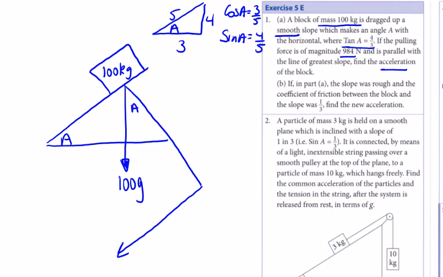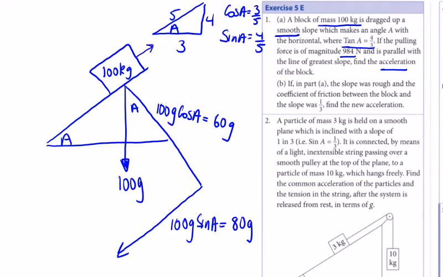So this side here is 100 G cos A, which is equal to 3/5 of 100, which is 60 G. And then we have this one, which is 100 G sine A, and that's 4/5 or 80% of 100 G, which is 80 G. It's getting dragged up. Now, sometimes it can go in this direction. We've seen these before. So I have tension in the rope, and I'm told that the force is 984.